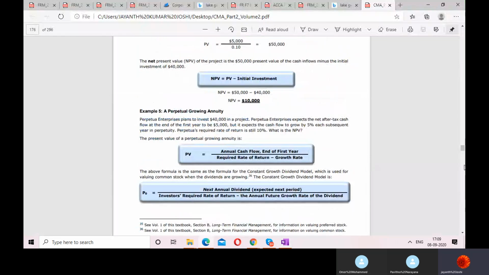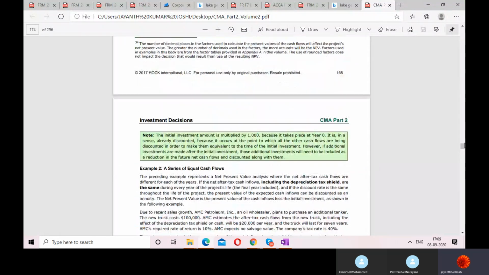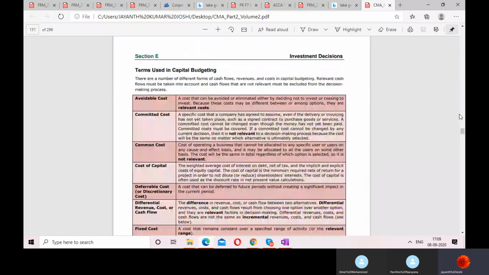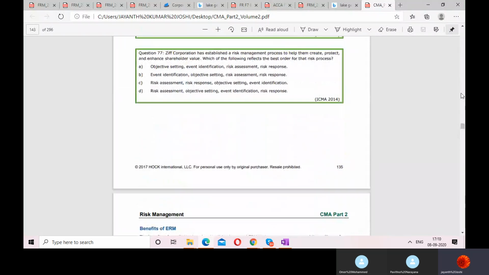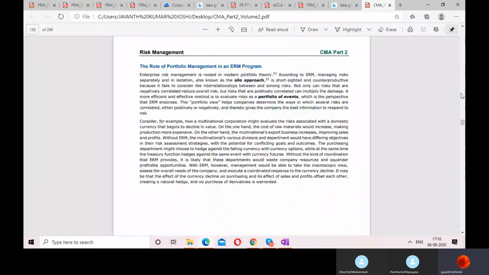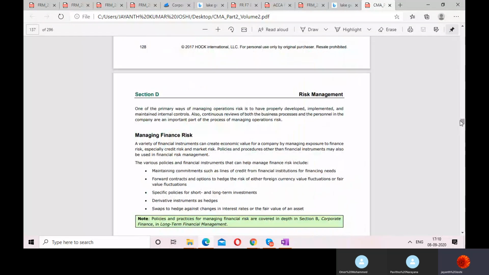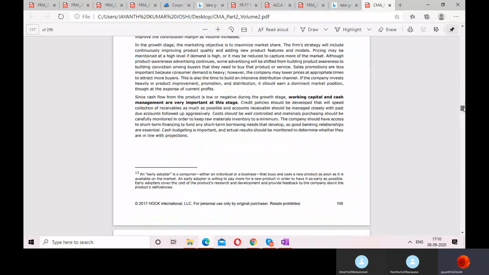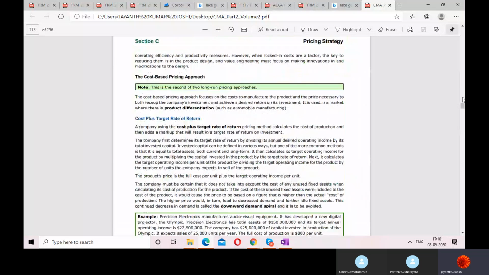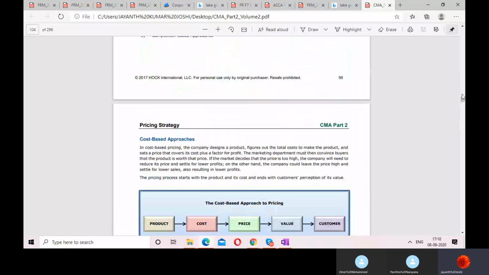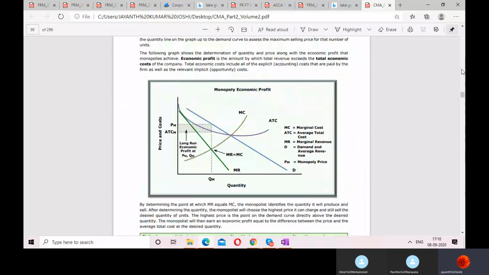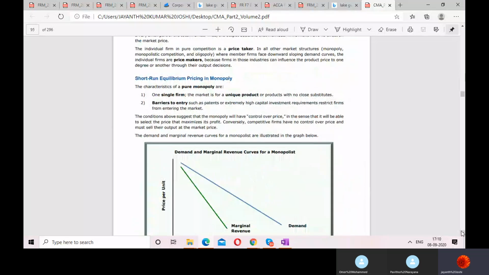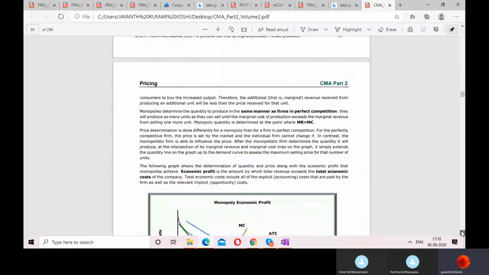Marginal revenue is nothing but when you sell one additional unit. When you sell one additional unit of product, you have to see what your revenue is. That is your marginal revenue. For one extra unit of product, the revenue you are generating is your marginal revenue. So that's what we understood. Now let's go forward.